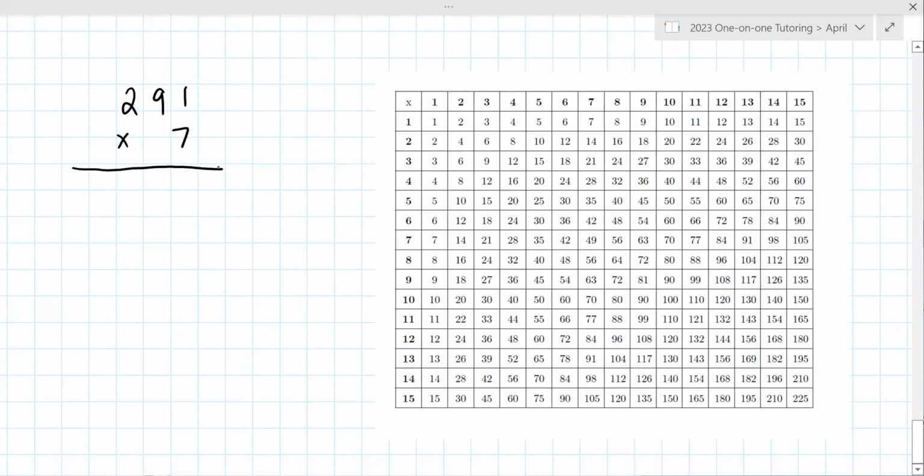Okay, which two numbers do you multiply first? 7 and 1. Okay, good. And what does that multiply to? 7. Good. Now you're going to take the 7 and multiply it by 9. What is 7 times 9? 63. Good. So the 3 goes down here, carry of 6.